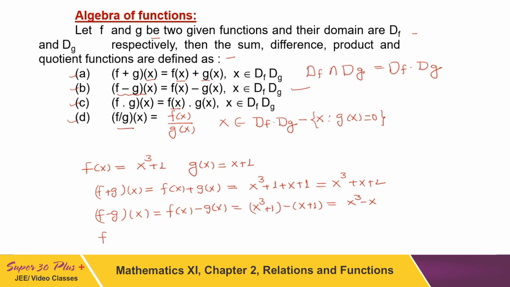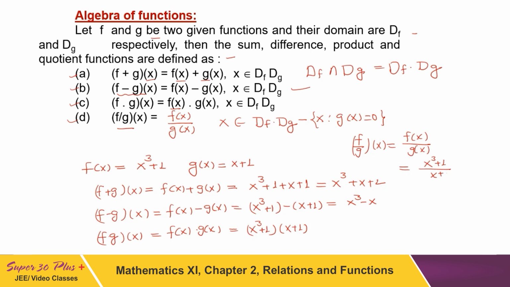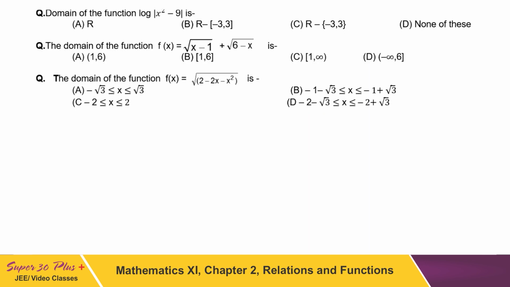Now what is (f into g)(x)? It will be f(x) into g(x), which is equal to (x cube plus 1) into (x plus 1). And lastly, (f upon g)(x) is equal to f(x) upon g(x). It will be (x cube plus 1) upon (x plus 1). Keep in mind x cannot be minus 1 here. This is called algebra of the function. Now we can solve some questions here.